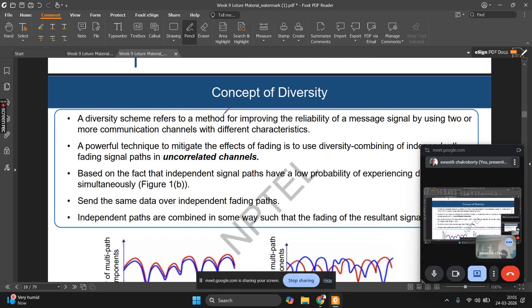And to counteract this fading, there is a concept of diversity. So yeah, we can take a 5-minute break and then we will come to the concept of diversity.